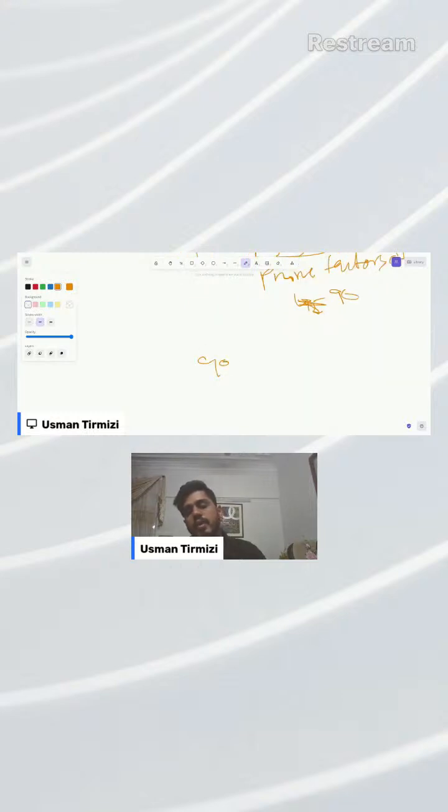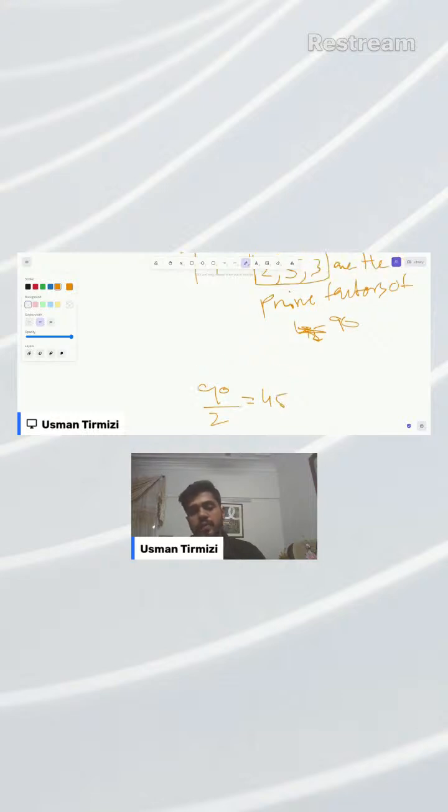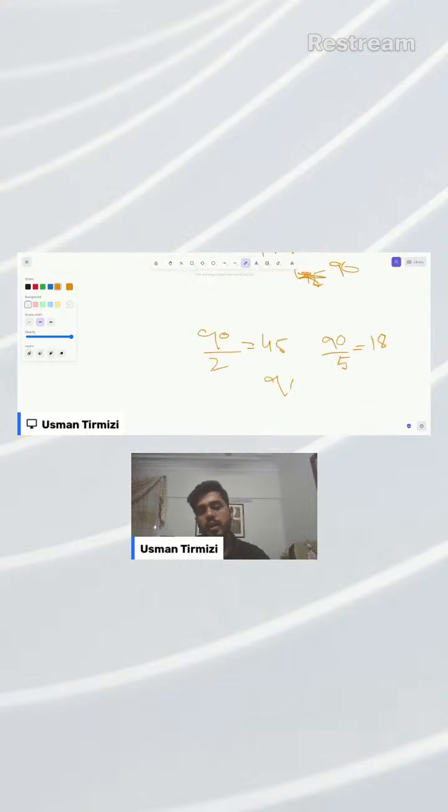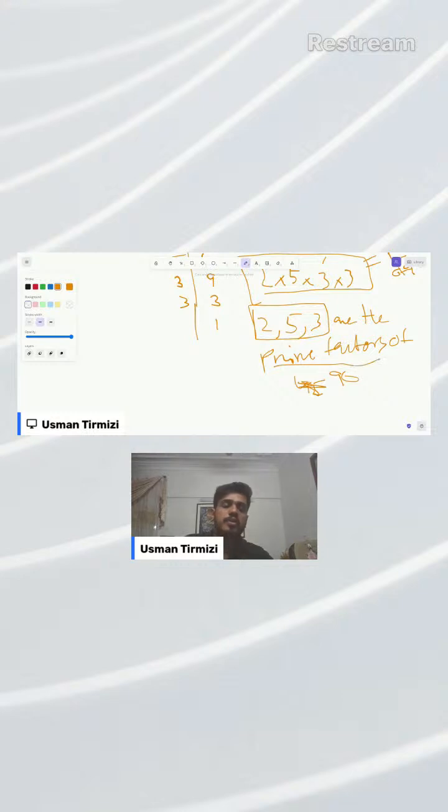Let's see. Can 90 be divided by 2? Yes, we've seen that it equals 45. Can 90 be divided by 5? 90 divided by 5 gives us what? 18. So yes, it can be divided by 5, right? Can 90 be divided by 3? Yes. 90 divided by 3 is 30. So you see that all of these are integers. Hence, 2, 5 and 3 are the prime numbers which can be used to divide 90. Hence, they are called the prime factors of 90.